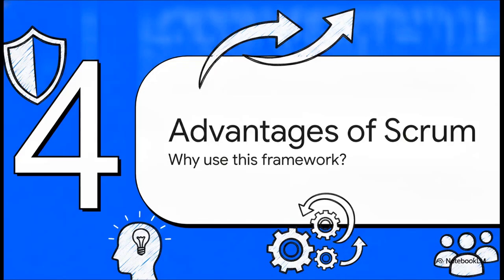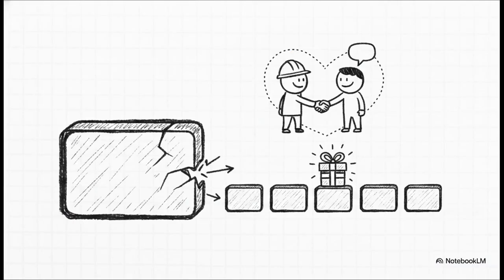Next up, Section 4, Advantages of Scrum. Why has this specific framework taken over the software industry? Well, because it genuinely benefits everyone involved. The product is broken down into manageable chunks that stakeholders can actually understand. Unstable requirements don't paralyze the project anymore because you're only ever planning a few weeks ahead anyway.